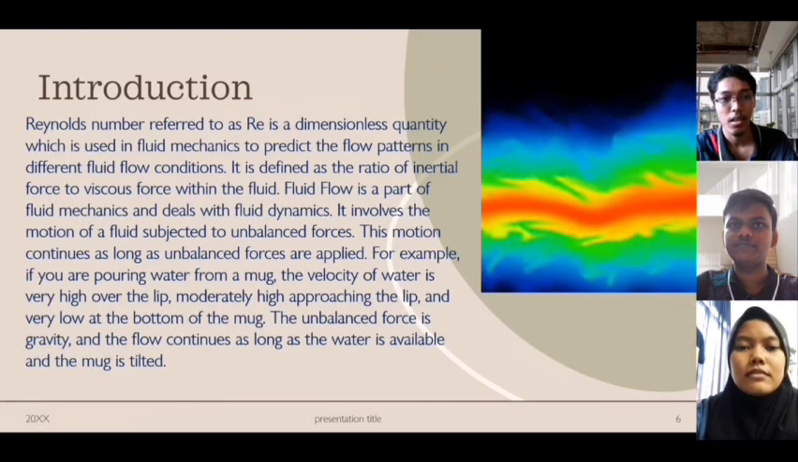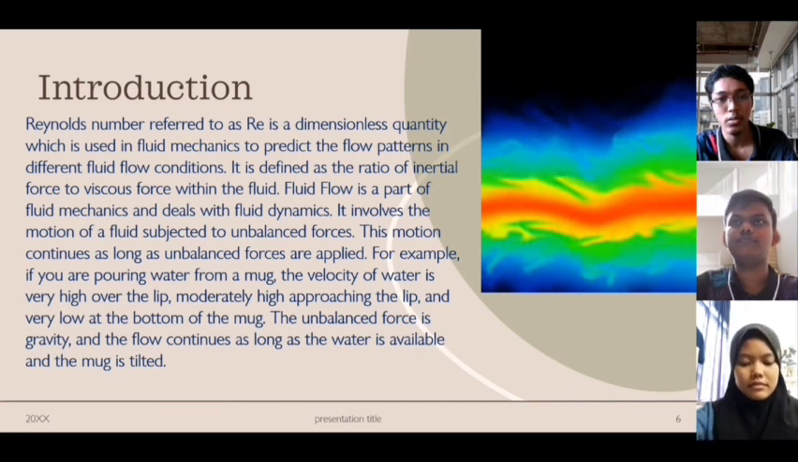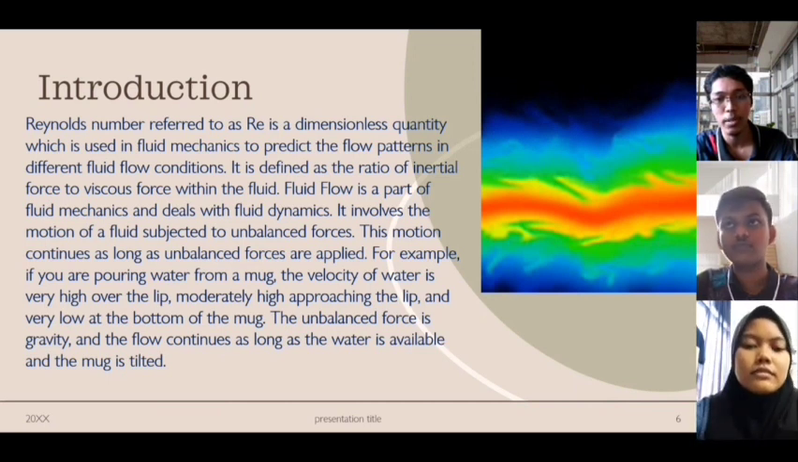Firstly, introduction. Reynolds number is referred to as Re. Reynolds number is a dimensionless quantity used in fluid mechanics to predict the flow pattern in different fluid flow conditions. It is defined as a ratio of inertial force to viscous force within the fluid.